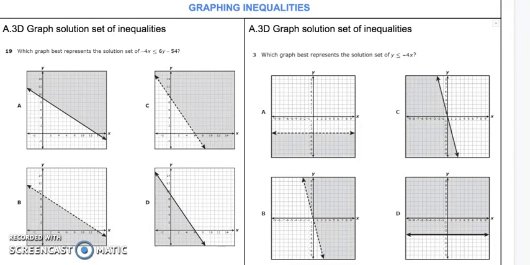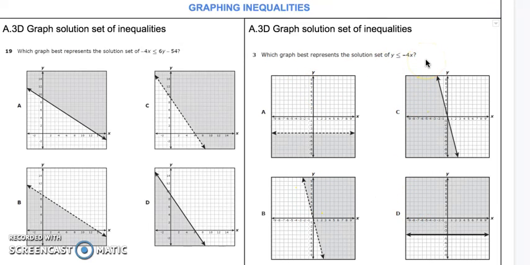All right, we are looking at graphing solution sets to inequalities. So with this, you're given an equation, and anytime I'm given an equation, I like to graph it. I like to put it in my calculator and graph it to see what's going on. And that's exactly what we're going to do here because the answer choices are graphs.